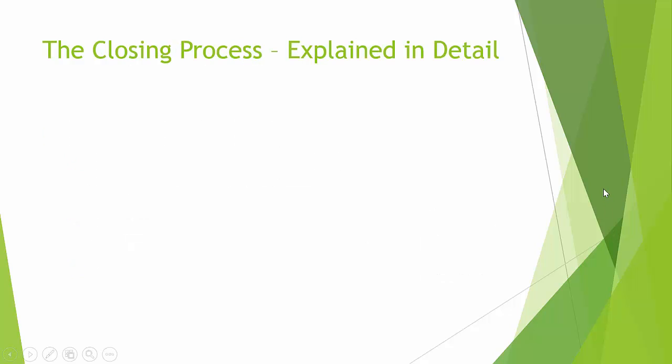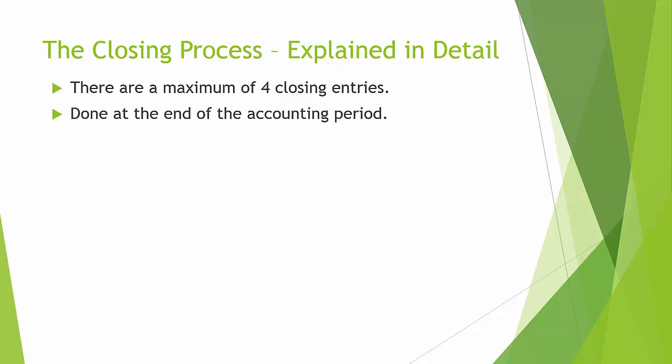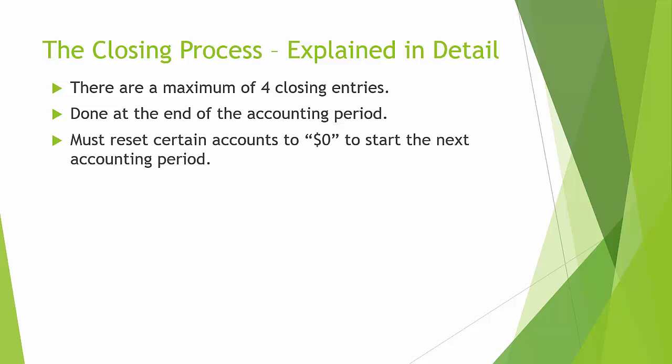Okay, so let's talk a little bit about this in more detail. Basically, we have a maximum of 4 closing entries. You may have all 4 or less than that. In most cases, in the textbook problems, you will have all 4. All of the closing entries are always done at the end of the accounting period. And the purpose of closing is really to reset certain accounts to 0 to start the next accounting period.